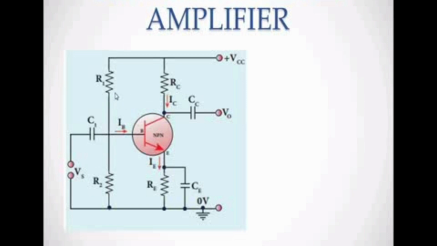Then R1 and R2 are the biasing resistances. These resistances allow only a particular current. Suppose more current flows in this circuit, it will damage the circuit. Here Re is the resistance connected in the emitter. Suppose the flow of current increases, then the current decreases through the resistance, that is the potential drop across the resistance. Suppose the flow of current decreases, then energy is stored in the capacitor.